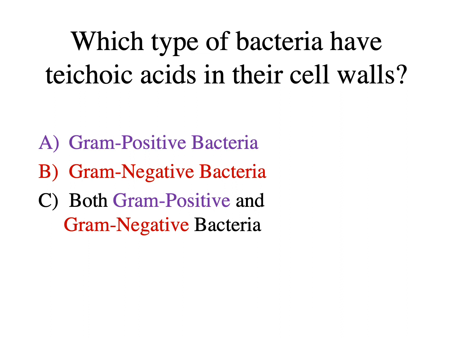Which type of bacteria have teichoic acids in their cell walls? A, gram-positive bacteria, B, gram-negative bacteria, C, both gram-positive and gram-negative bacteria. The answer is A, gram-positive bacteria. Remember, they have lots of layers of peptidoglycan in their cell walls, but they also have those teichoic acids that help to bring structure and rigidity to the cell wall.